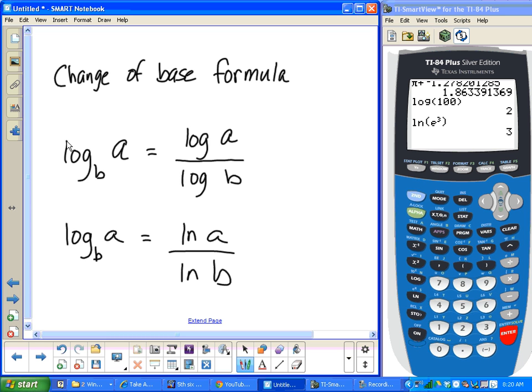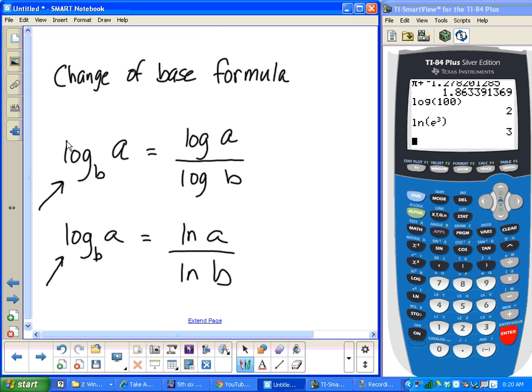Most people kind of stick with common logs, because normally we use common logs in Algebra 2 more so than natural logs. A lot of times in college, you'll use natural logs more. For some reason, colleges kind of like to use natural logs more so than common logs.